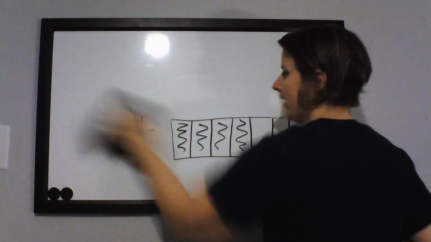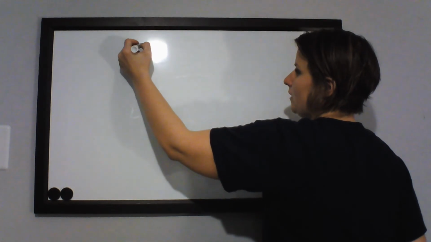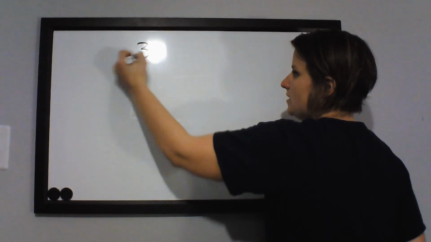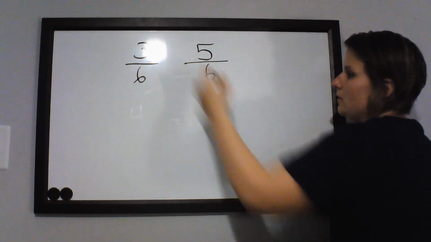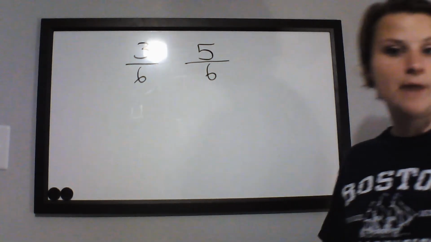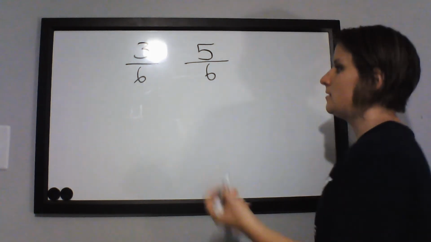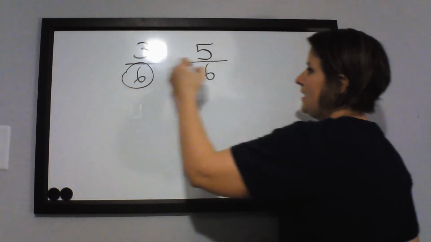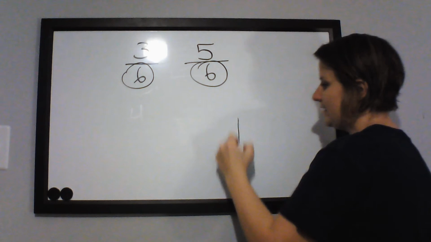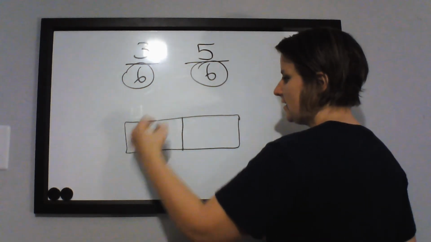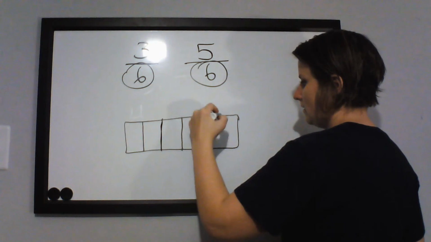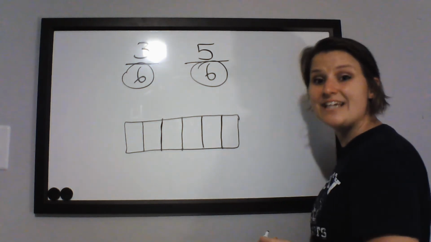So when we look at 2 fractions, say we're going to look at 3/6 and 5/6, okay? So one thing that we should automatically recognize in these fractions is they both have the same denominator. That means when I take this whole piece and I divide it into 6 equal pieces, I'm dealing with the same size pieces.